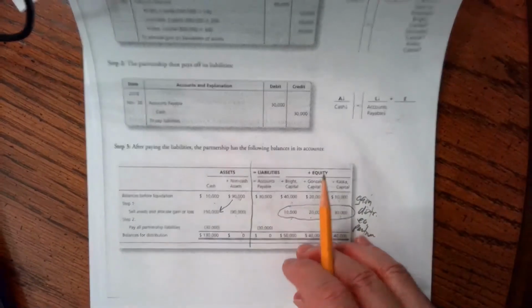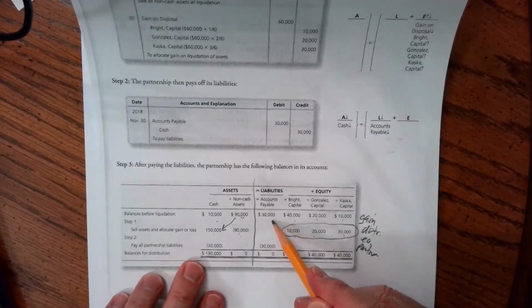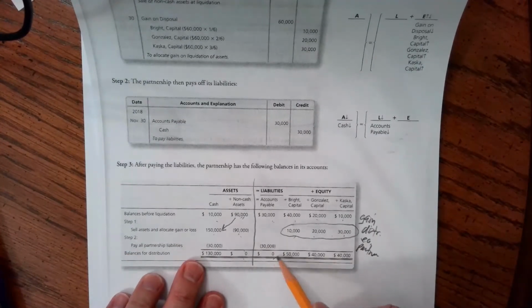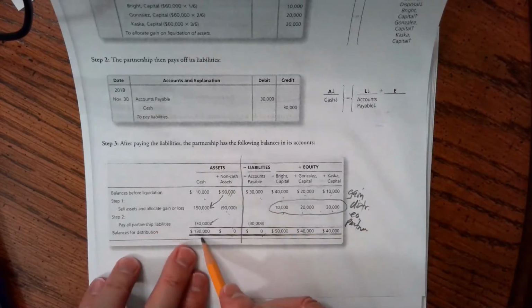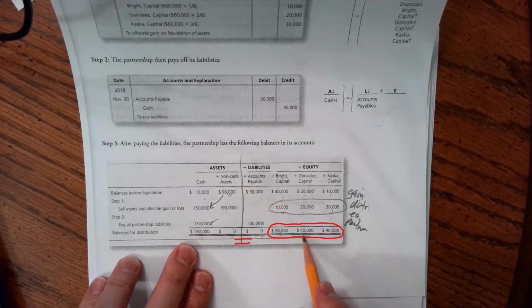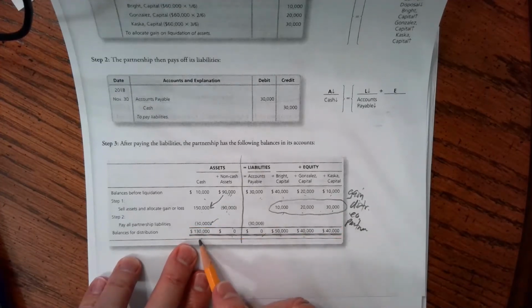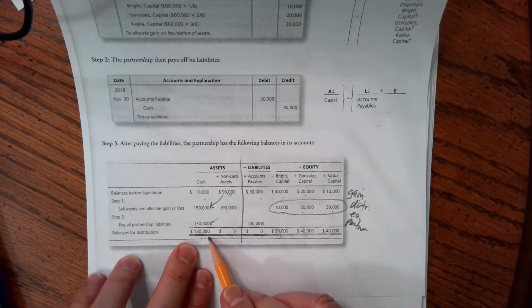Secondly, pay all legal liabilities. The $30,000 of legal liabilities are paid off, reduced to zero. Cash is reduced in paying it off. And the remaining balances: $130,000 of cash remaining, and three capital balances which total that $130,000. So each of these partners gets exactly what remains in their capital balance in this example.